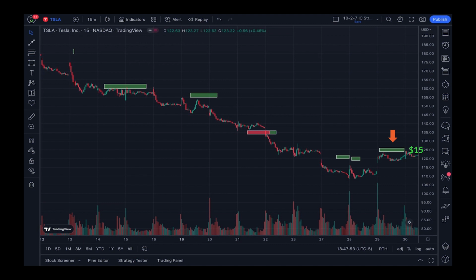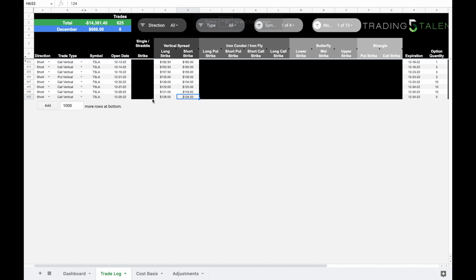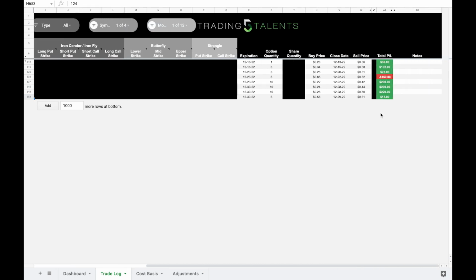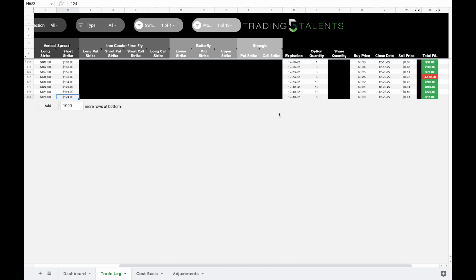This past month, I could have just bought a put at the beginning of the month and let it ride all the way to the end of the month, but I did not know exactly what was going to happen. So I just wanted to take these smaller trades and rack up these profits. So overall, 8 trades, $686. These are my profits, and then, of course, all my entries are right there.